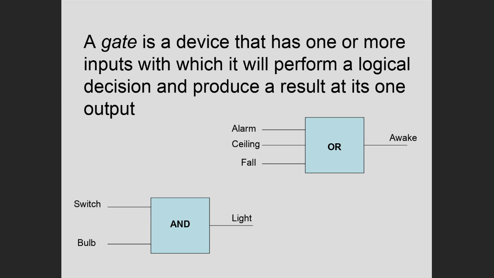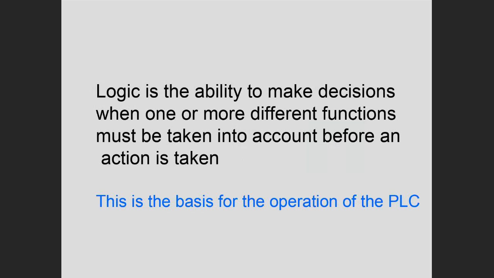And you'll see some of that today. So we already gave a definition for logic the first week: the ability to make decisions when one or more functions must be taken into account before an action is taken. The thing to understand here is that this is the basis for the operation of the PLC. It's actually the basis for operation of any digital device: your cell phone, a microwave, anything. But we're talking about PLCs here, so we'll be specific to PLCs.